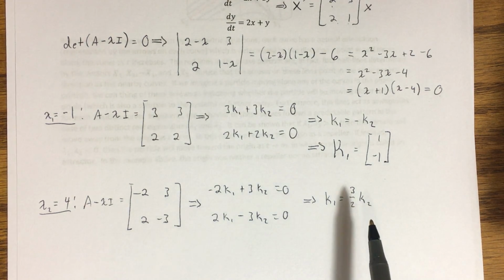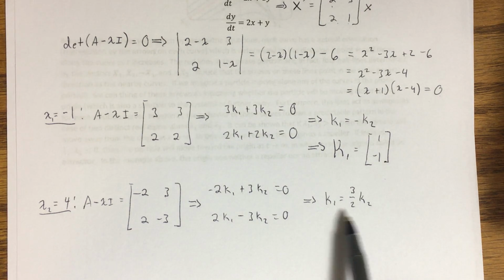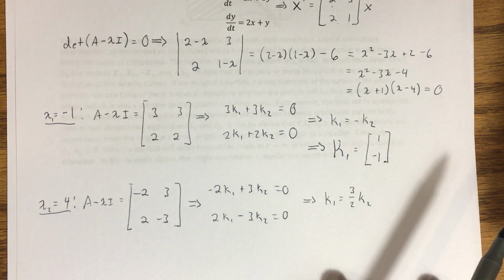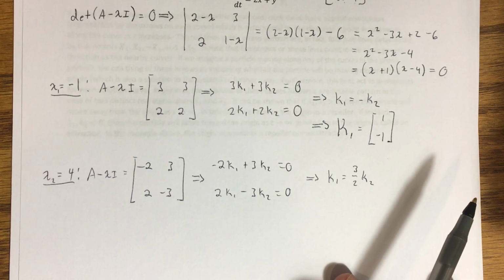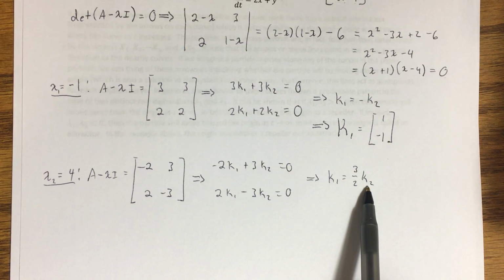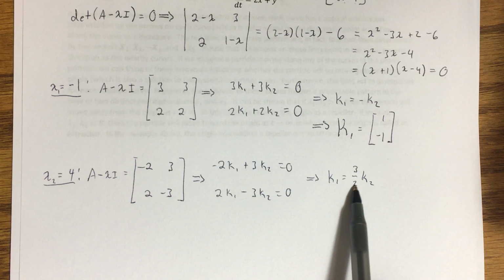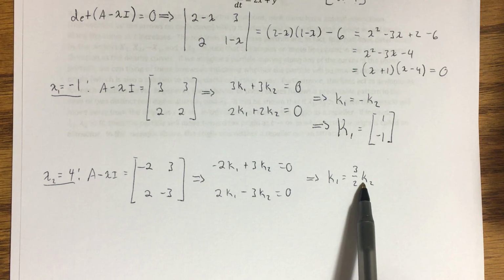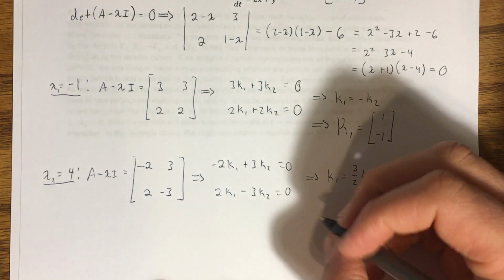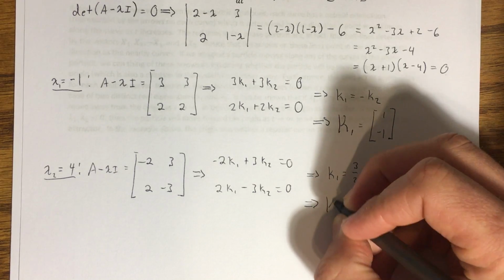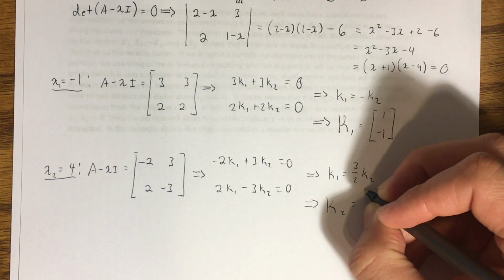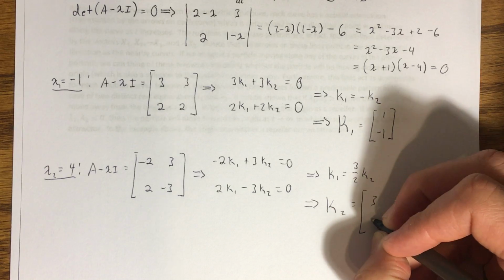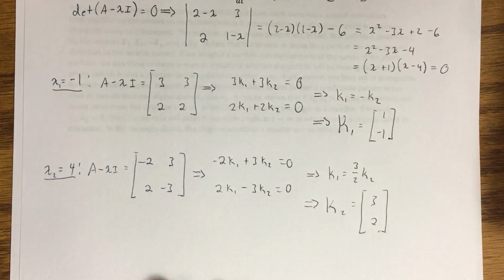But standard practice with eigenvectors is we try to avoid fractions as much as possible, just to make the work that we do with them a little simpler. So I'm actually going to set k2 equal to 2 so that it cancels out this denominator when I plug it in, giving me k1 equals 3. And that's going to give me K2 equals the matrix 3, 2. Okay?